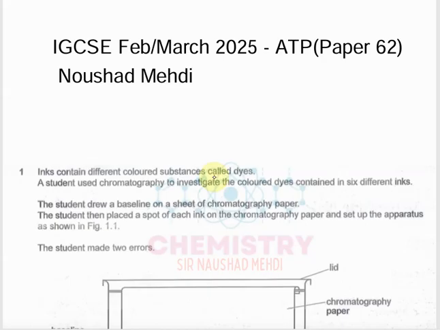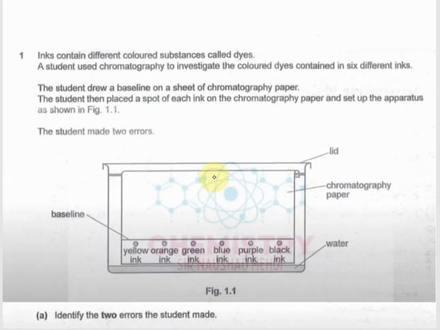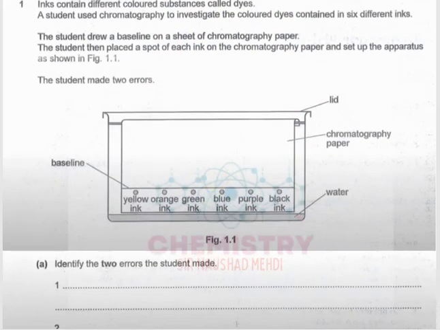So let's start. First of all, this is question number one, and it is related to the topic of chromatography. You can see the chromatography experiment. The diagram for it is drawn in the question. Now in part A, it says to identify the two errors the student made.